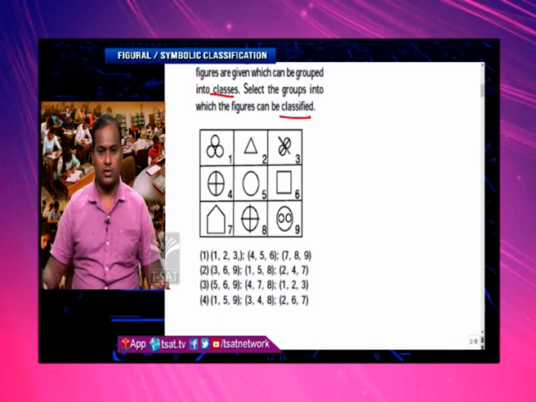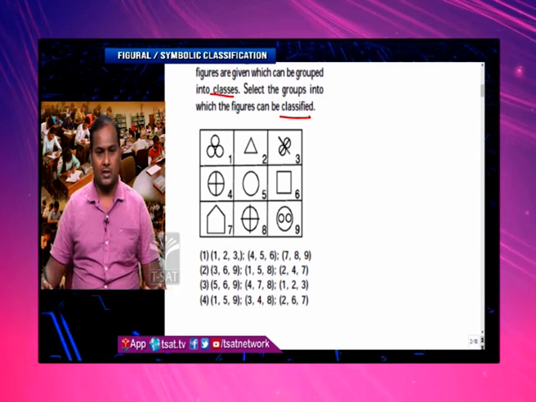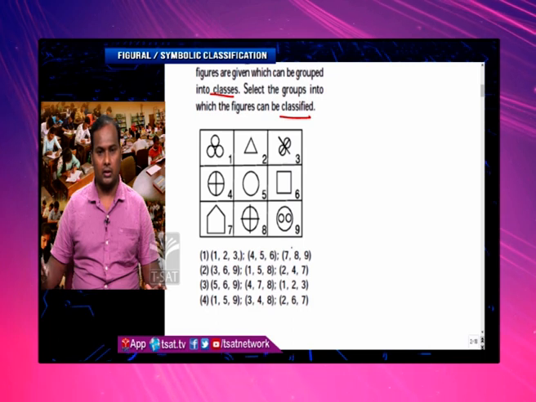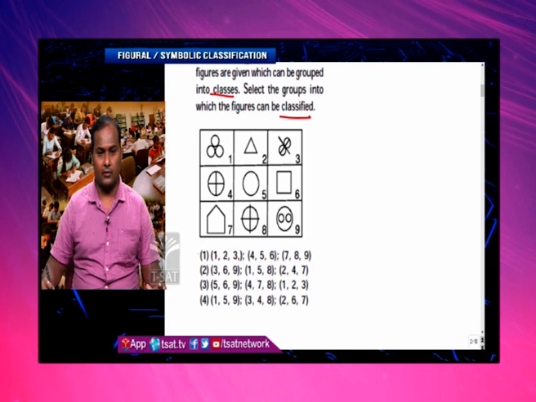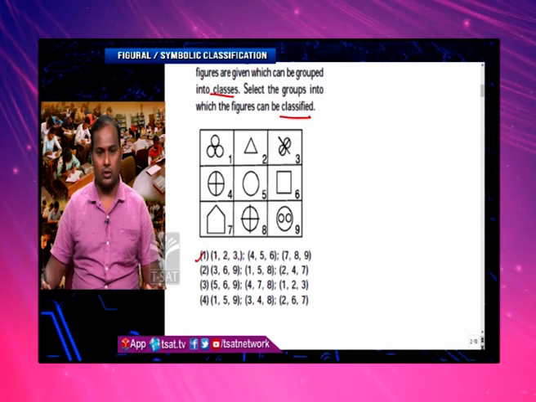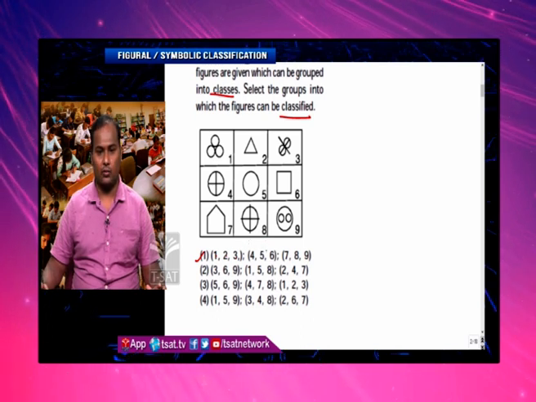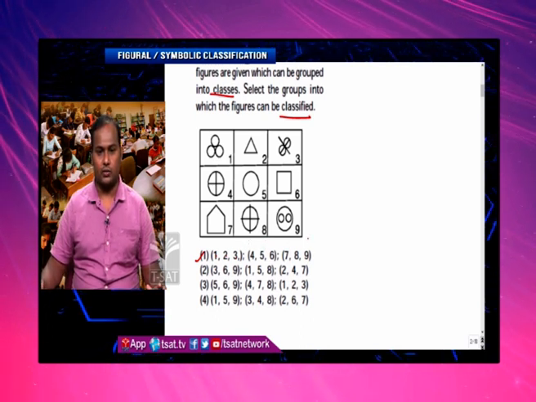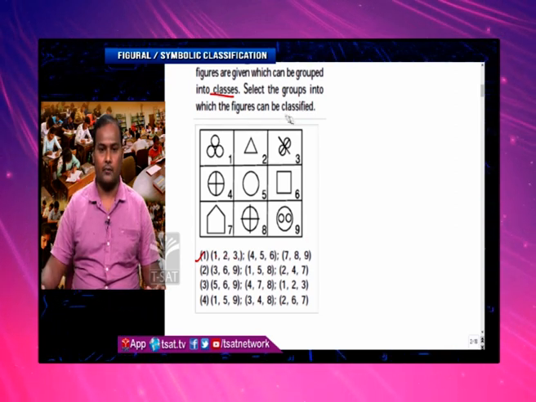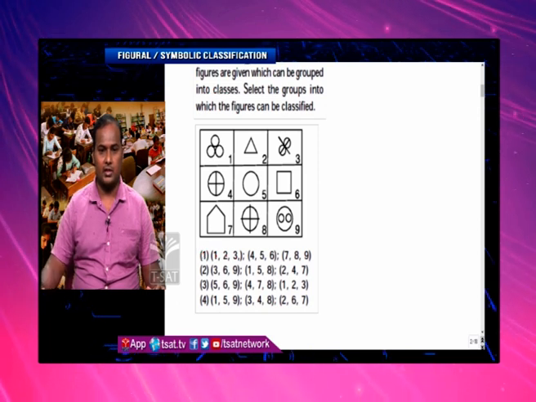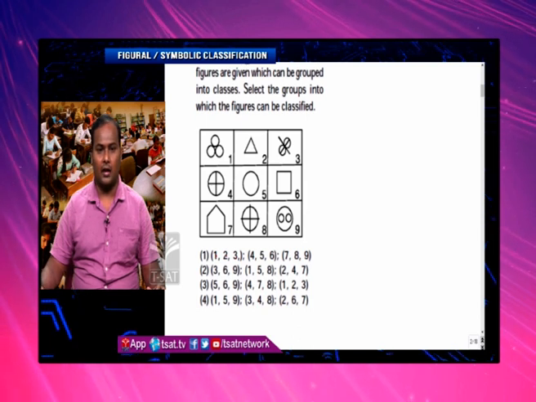In this particular question, there are a total of 9 figures, but the options are divided into 3 groups. For example, in option 1, figures 1, 2, 3 should have one common character. In the same way, 4, 5, 6 should have a common character, and 7, 8, 9 should have a common character, and the student has to observe that particular character. If you see these symbols, there are circles, triangles and lines.